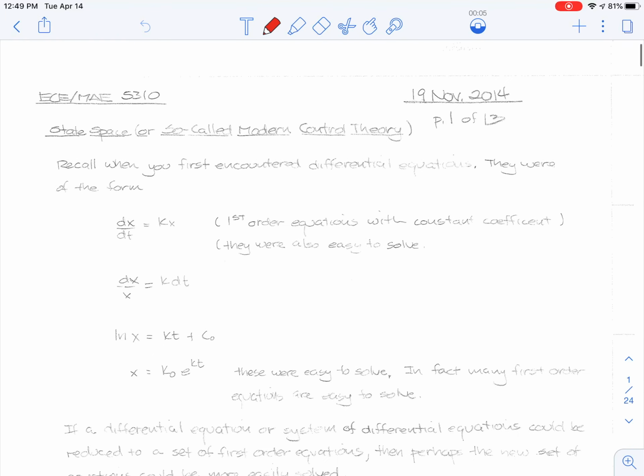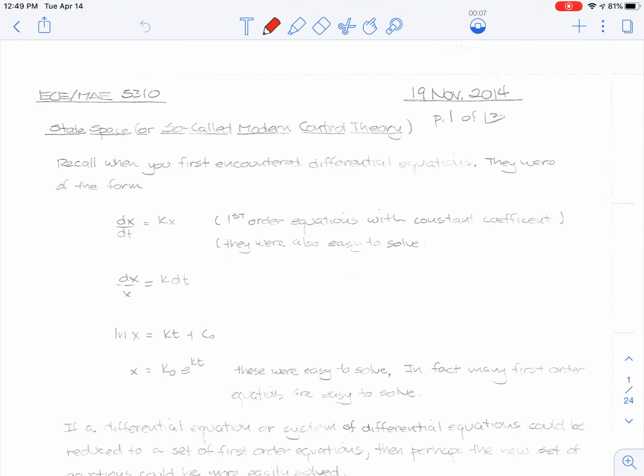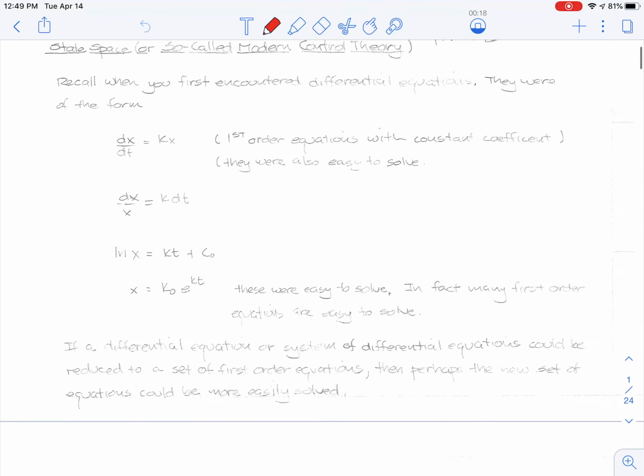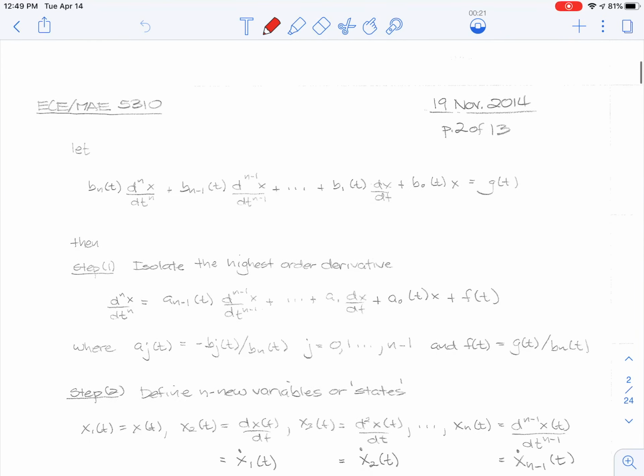This is the first part, just a review of state space, or so-called modern control theory, and this is the one that I gave in 5310 in fall semester. This just kind of explains the basis. You can go through this on your own.